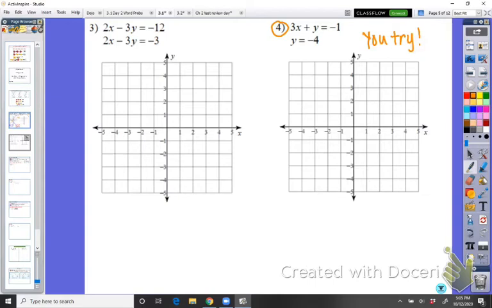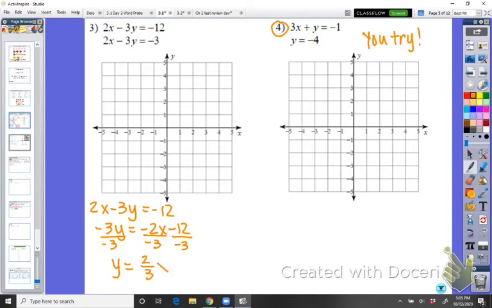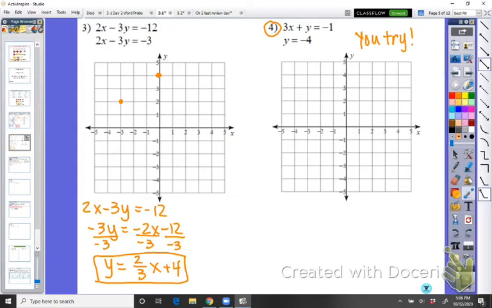So let's look at number 3. 2x minus 3y is equal to -12. I've got to solve for y first. So you're going to subtract the 2x, bring that to the other side, and divide all pieces by a -3. This is y equals positive 2/3 x plus 4. So I'm going to graph this in orange. So 4 on my y-axis, positive 2/3 slope. It kind of goes off the graph there. So let's click orange. There's my first line.